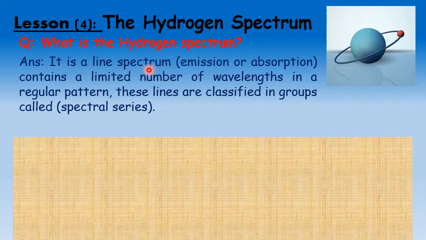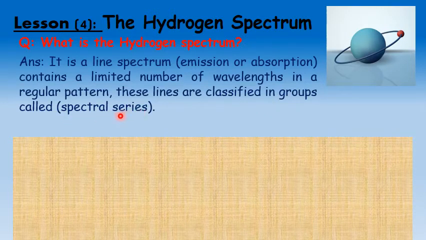A line spectrum, as we said before, a spectrum is divided into continuous spectrum and line spectrum. So the hydrogen atom, as any chemical element, gives what? Line spectrum. Emission or absorption. It contains a limited number of wavelengths in a regular pattern. These lines are classified in groups called spectral series.